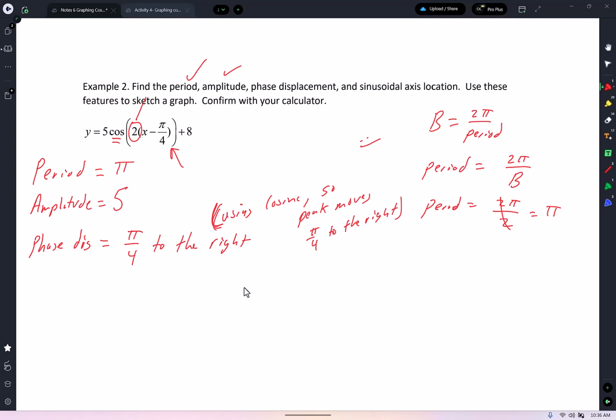Okay. Here we go. We got the phase displacement. Sinusoidal axis. It means the same thing as midline. Sinusoidal axis equals, what's the sinusoidal axis?